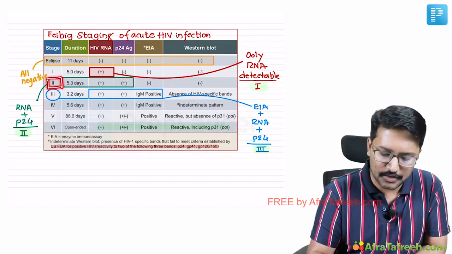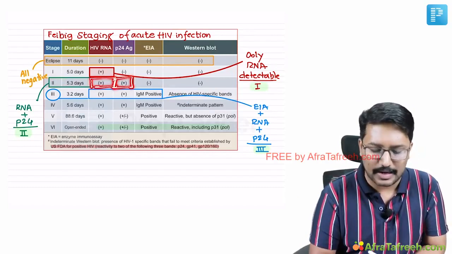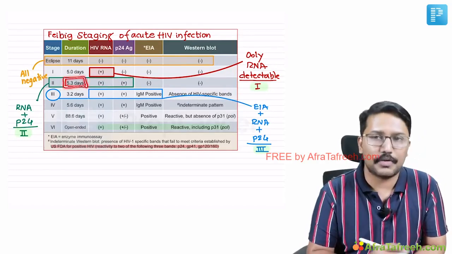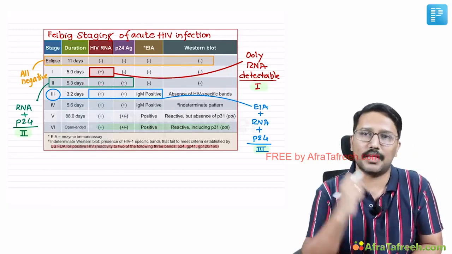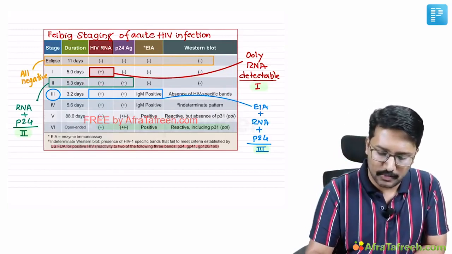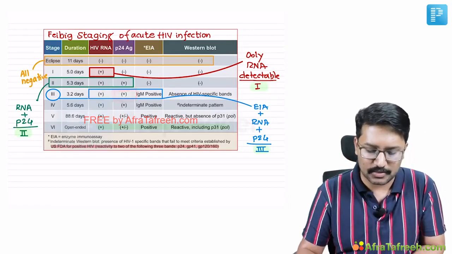So in 5-big stage 2, we have 2 things positive, that is your HIV RNA and P24 antigen. This also lasts for around 5 to 5.5 days, right? So 2 things positive in stage 2. In stage 3, we have 3 things positive, right? What are those? Our RNA remains detectable or positive. P24 antigen remains positive, right?